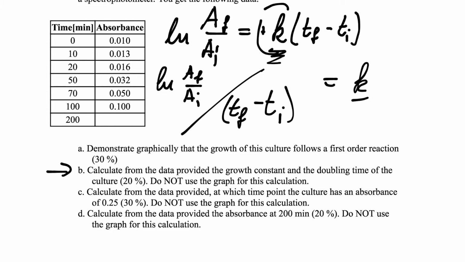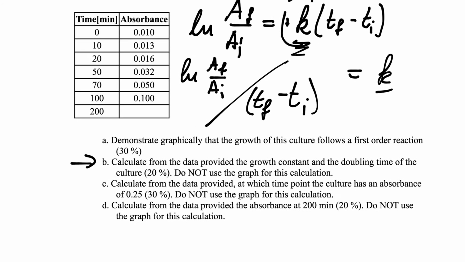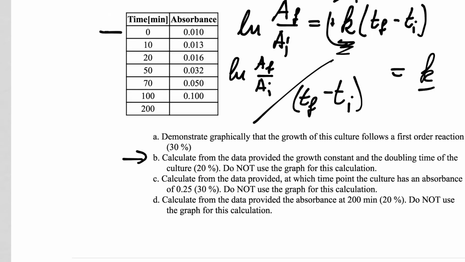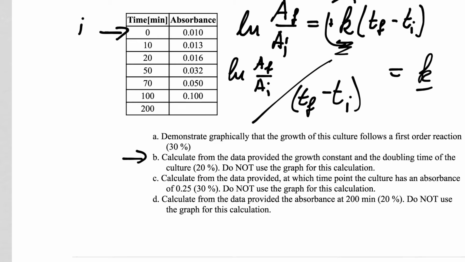But what do I have? What have I been given? Do I have anything of these things that I need? Okay, ln I can do. The fraction I can do. A final. Well, what we can do is we can just simply say we take 2 points from our data. So we could say, for example, here, that's our starting condition. That's the initial. And that's the final condition.